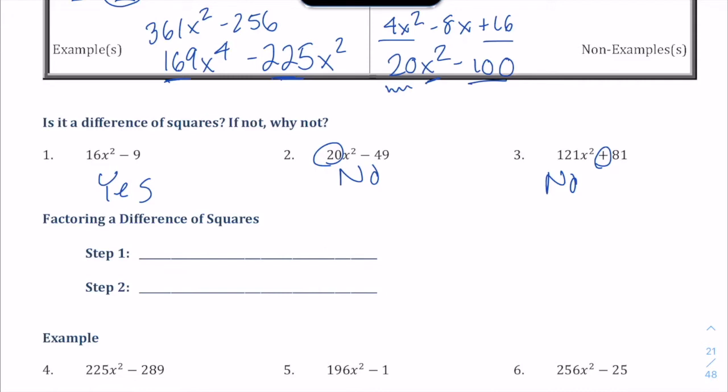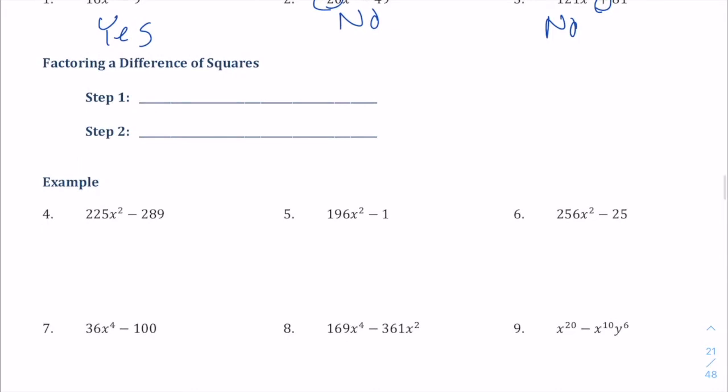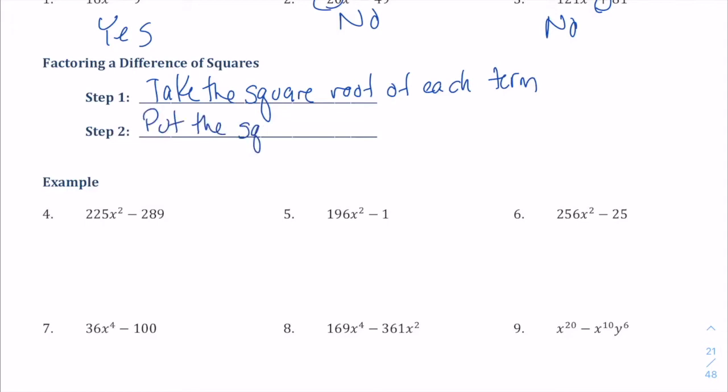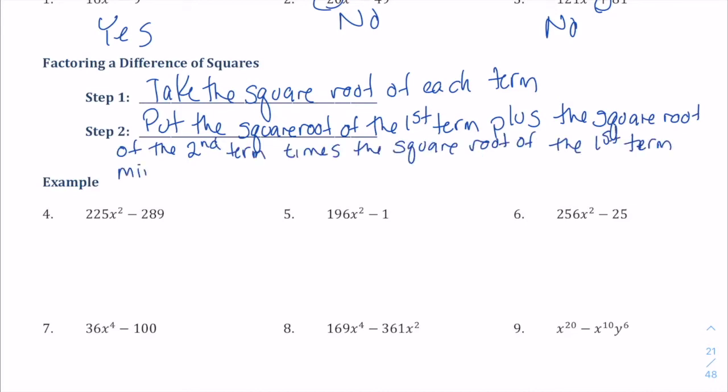Okay, but now we need to actually know how to factor it. In previous week, we were pulling out a greatest common factor, but there's a new, different way to factor these kinds of expressions. So step 1 is going to be to take the square root of each term. And then step 2 is going to be to put the square root of the first term plus the square root of the second term times the square root of the first term minus the square root of the second term. Sorry, I didn't really provide nearly enough room to write all that in there.